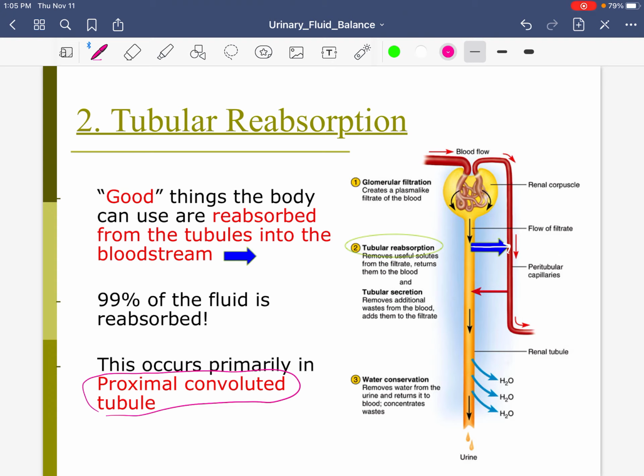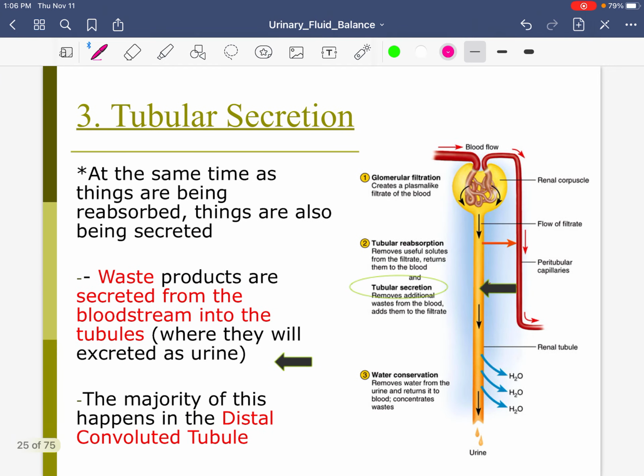Most of our reabsorption happens in the proximal convoluted tubule. As an aside, most of the fluid is reabsorbed. Our body is very efficient and it likes to recycle.